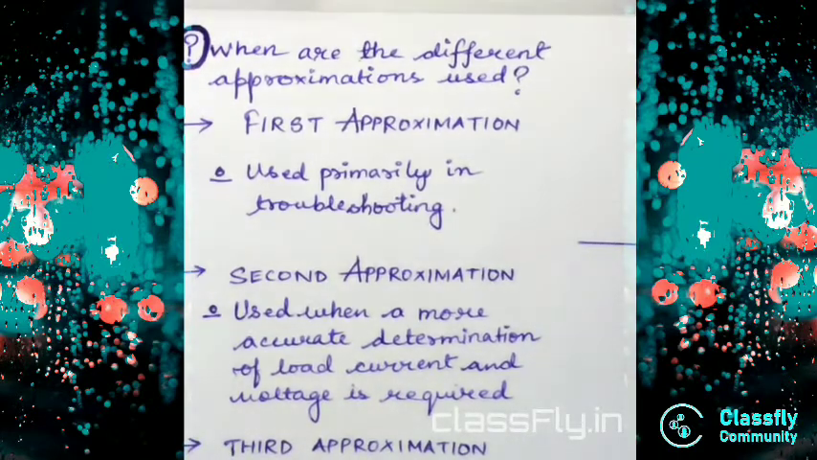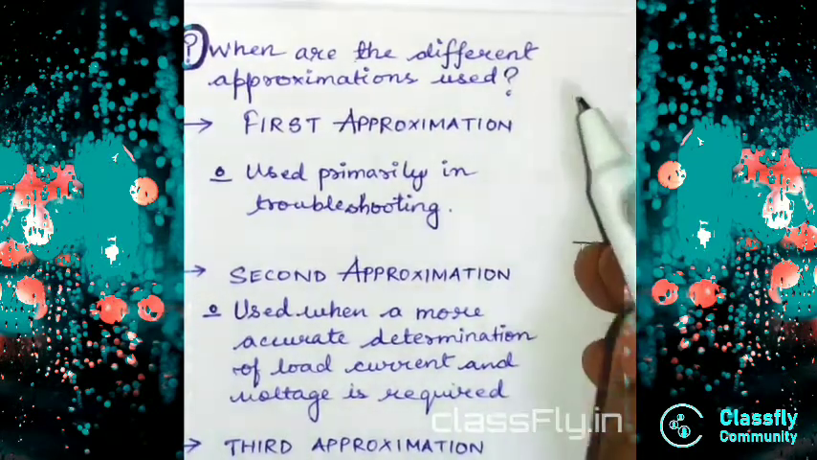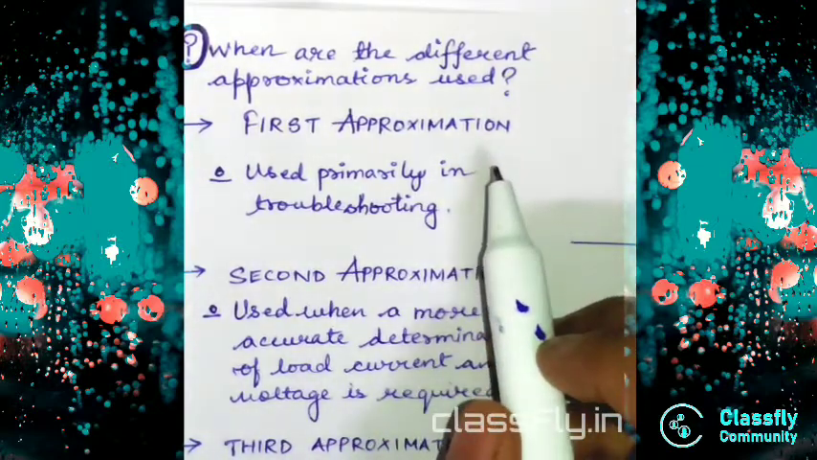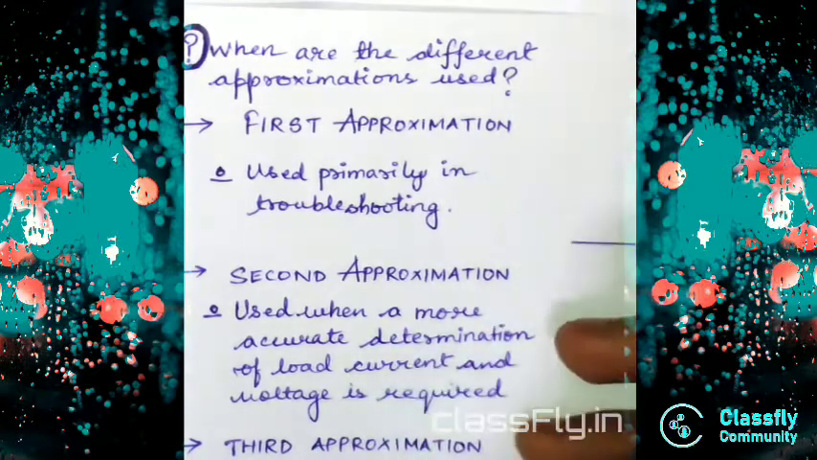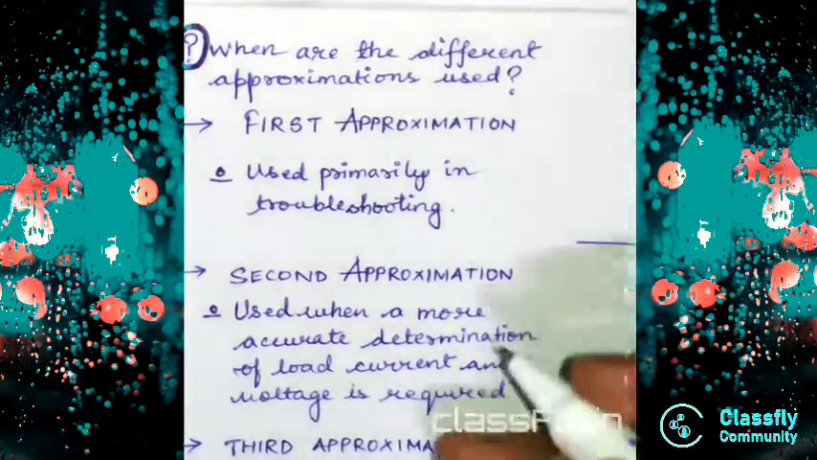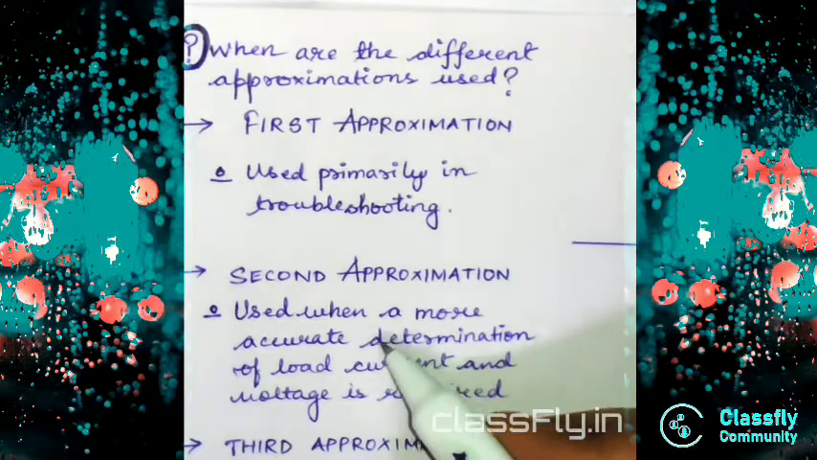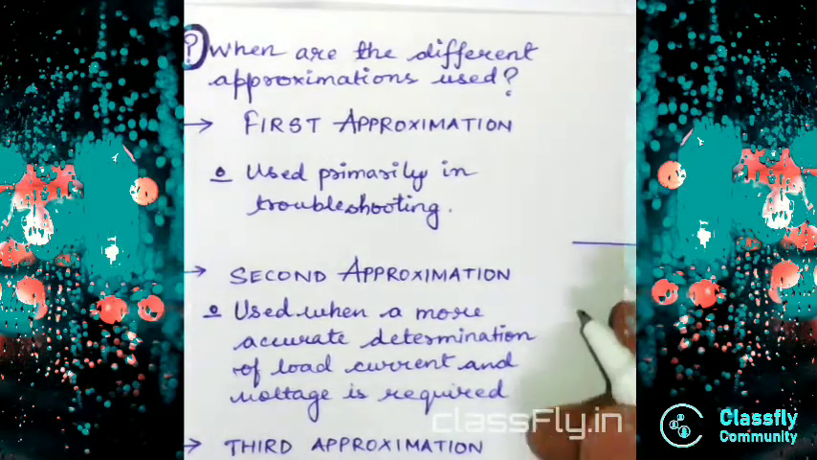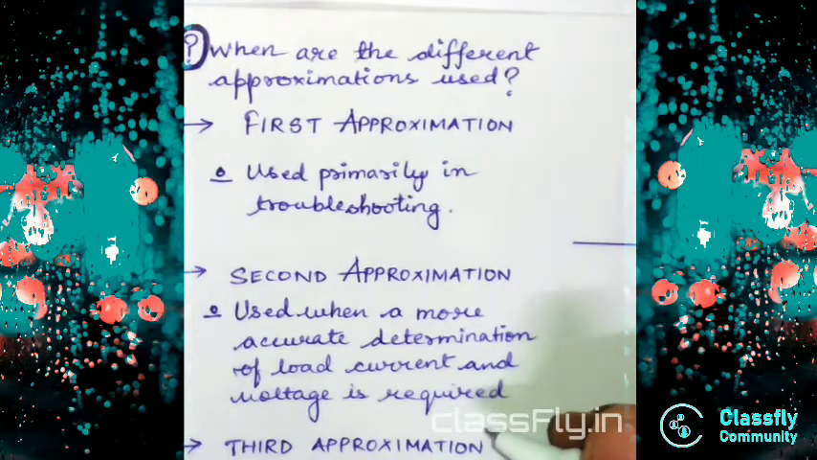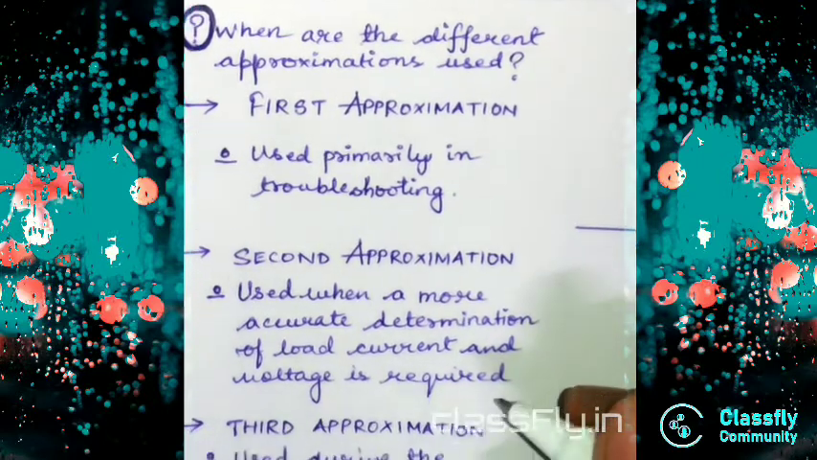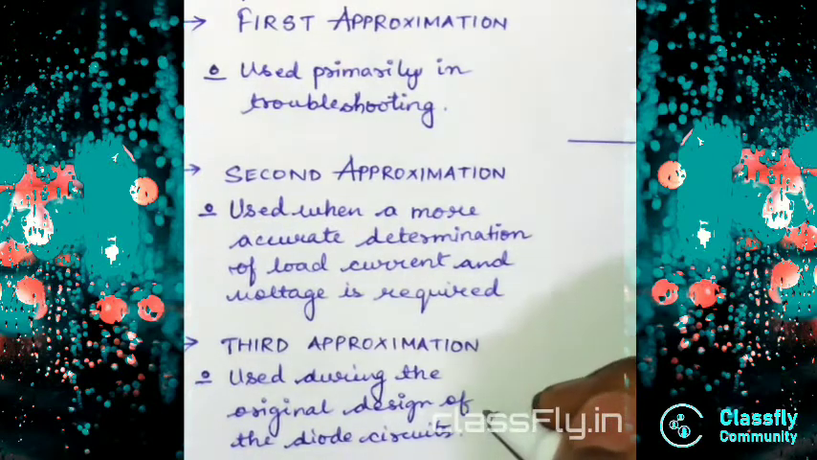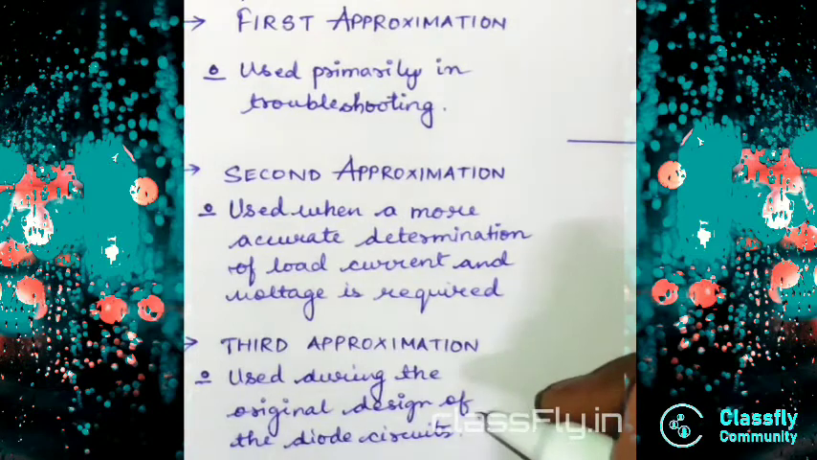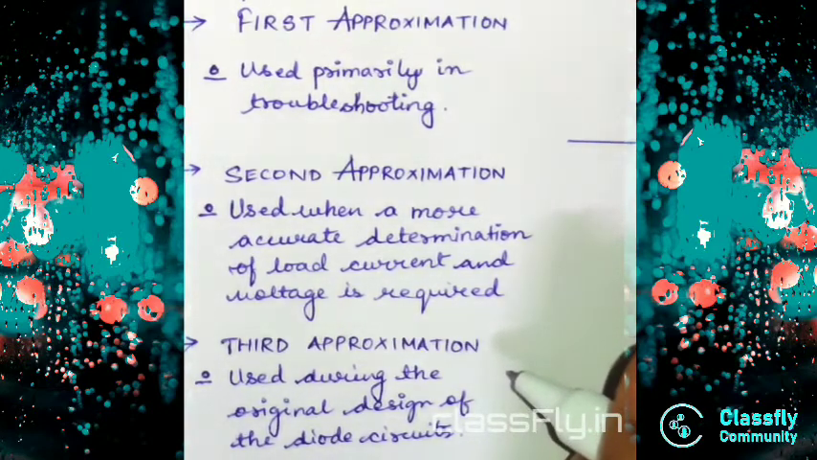Now we will see where these different approximations are used. The first approximation is basically used in troubleshooting, or we can say debugging. The second approximation is used when a more accurate determination of load current and voltage is required. Basically, in practical work, we use the second approximation. The third approximation is used during the original design of diode circuits. Whenever we design diode circuits, we need the third approximation.